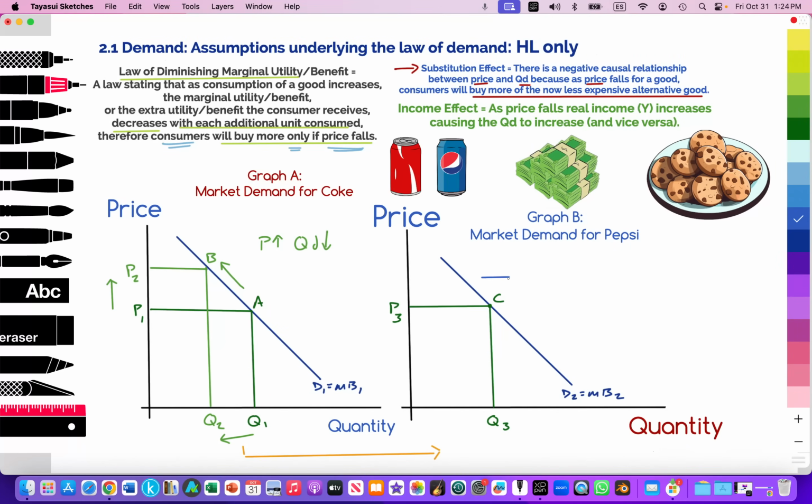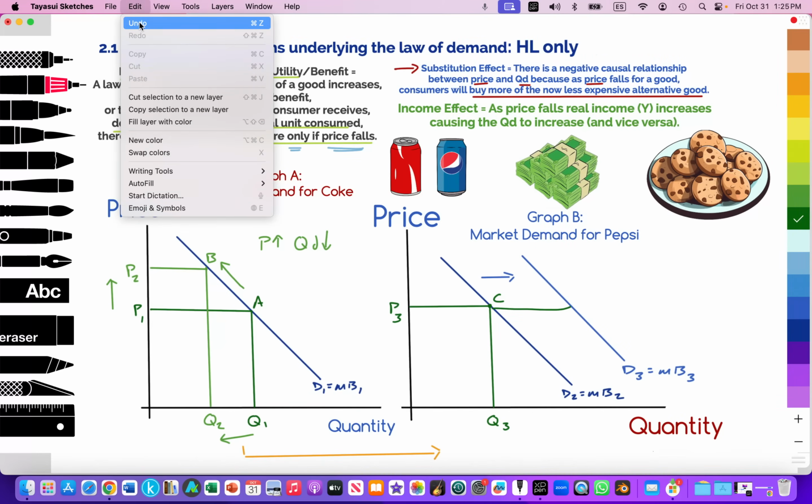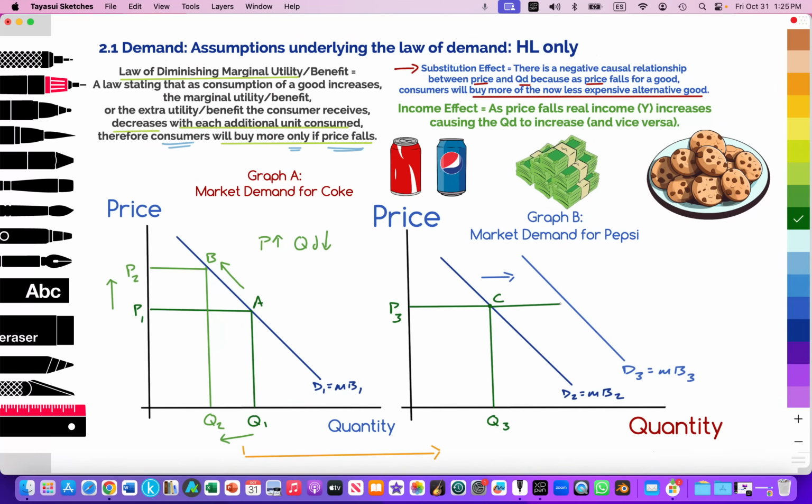So Pepsi will experience an increase in their overall demand curve from D2 to D3 while they hold price constant at P3. Because they are now the cheaper alternative. They're holding that price constant and they experience an overall increase in the quantity of demand from Q3 to Q4 along a new demand curve, even though they have not changed price. Price is constant at P3. So that's the substitution effect.